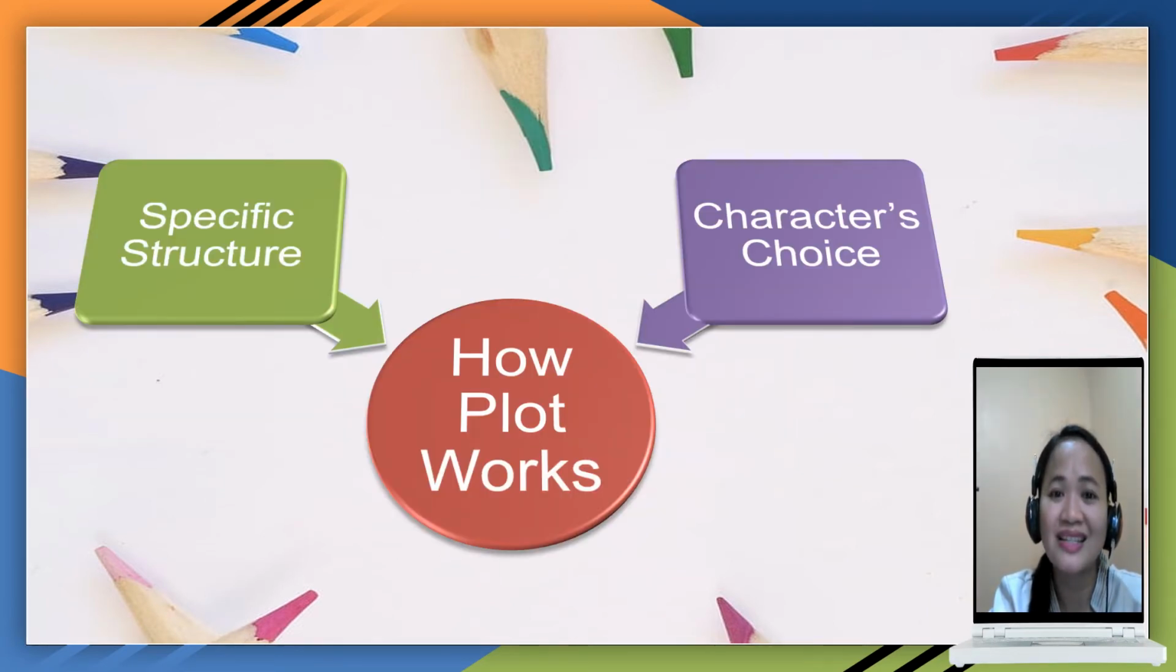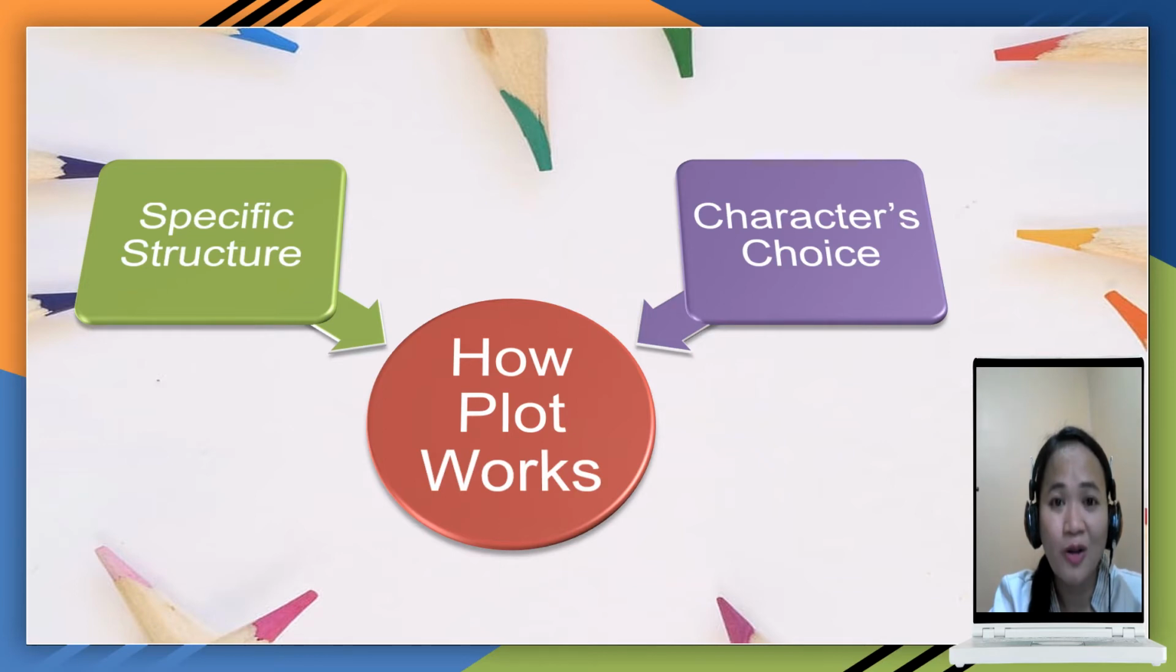So how does plot work? Well, plot has a specific structure. When we say specific structure, it follows a format that introduces the characters and how these characters will unfold the important parts of the story. The unfolding of the important parts of the story should be clear for the readers or viewers to continue reading or viewing without any questions.